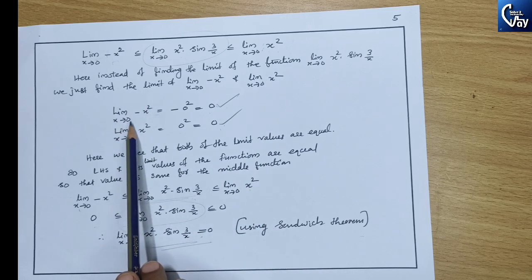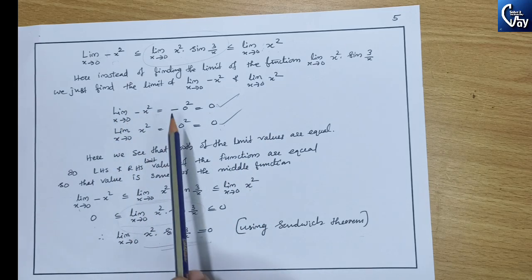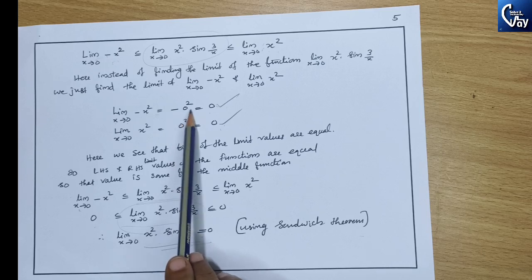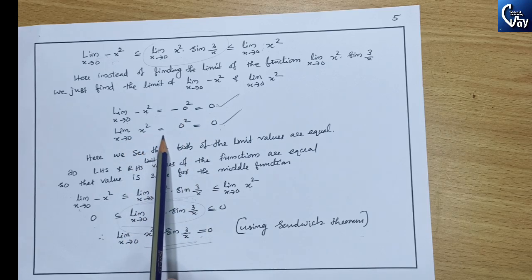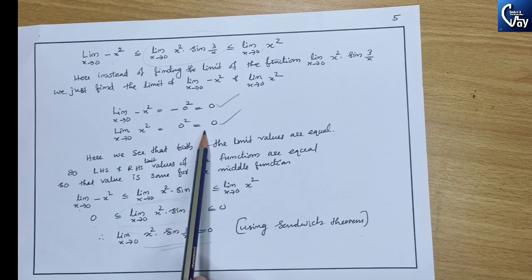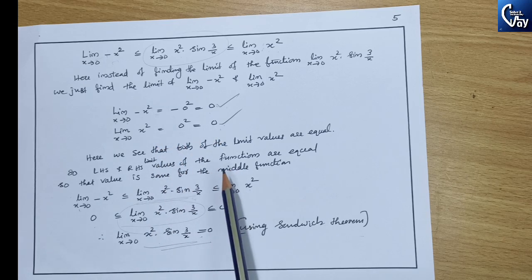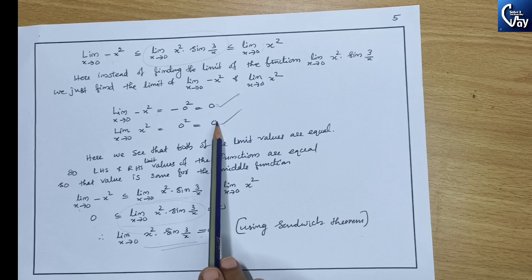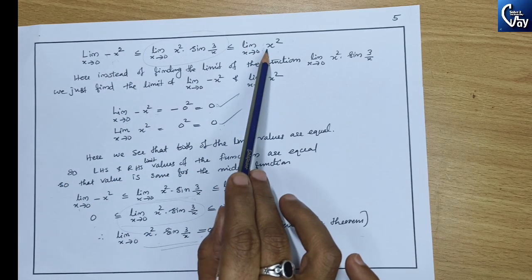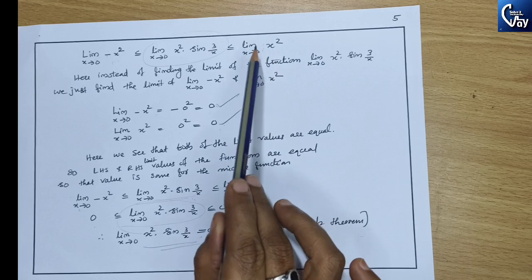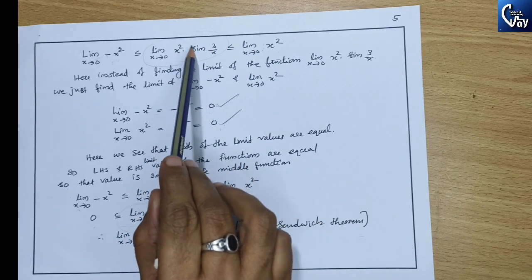What is limit x approaching 0 of minus x square? Here we apply the limit directly. That is 0. Limit x approaching 0 of x square is, here also we apply the limit directly, equal to 0. Here we see that both of the limit values are equal. So the LHS and RHS limit values of the function are equal. So that value is the same for the middle function also.